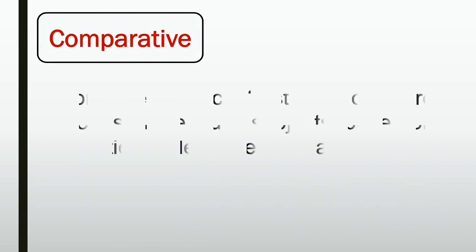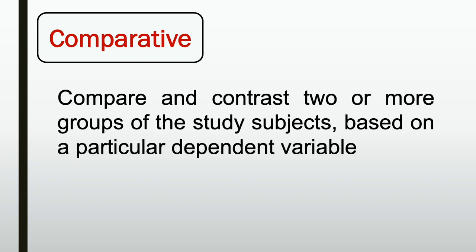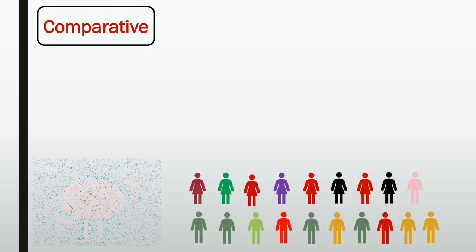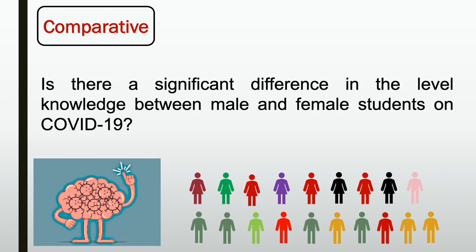Comparative. A comparative research design aims to compare and contrast two or more groups of the study subjects based on a particular dependent variable. Example: a researcher is interested to determine if there is a significant difference in the level of knowledge between male and female students on COVID-19. Comparative research design is appropriate to use because the researcher is interested to determine if difference exists in the level of knowledge between the two groups, in these contexts, between male and female students.